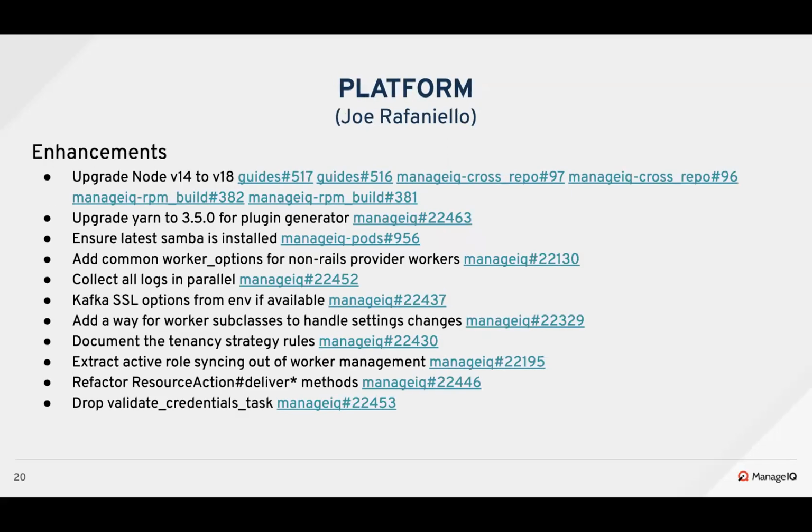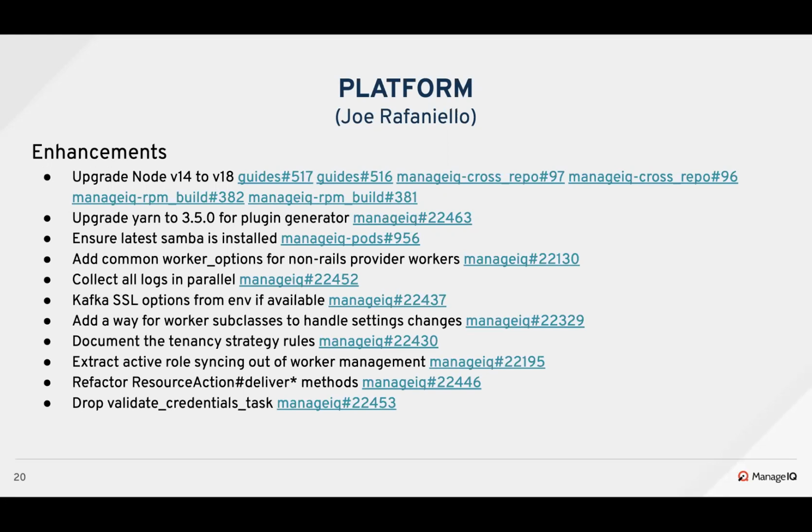And over to Joe. Okay, for ManageIQ platform enhancements, like the UI repository, Jeffrey also upgraded Node from 14 to 18 in several core repos. To go with the Node 18 upgrade, Jason upgraded Yarn to 3.5 in the plugin generator. Brandon ensured the latest Samba package gets installed and modified.